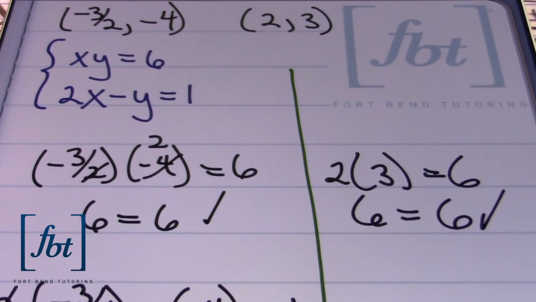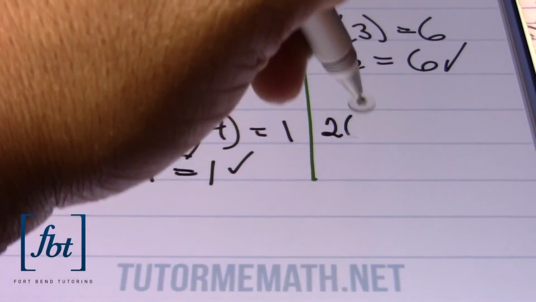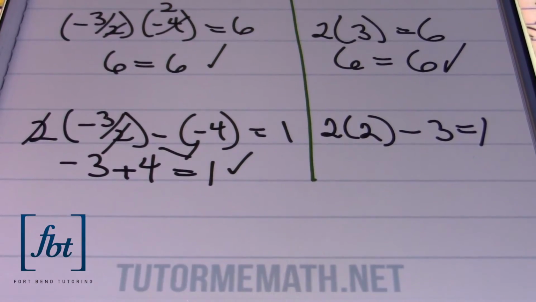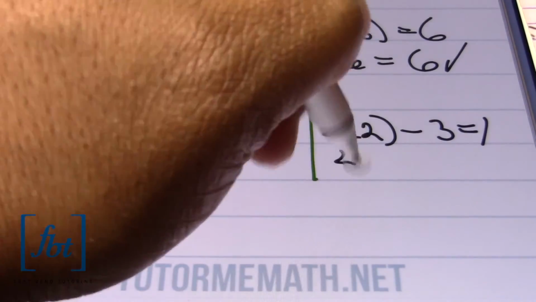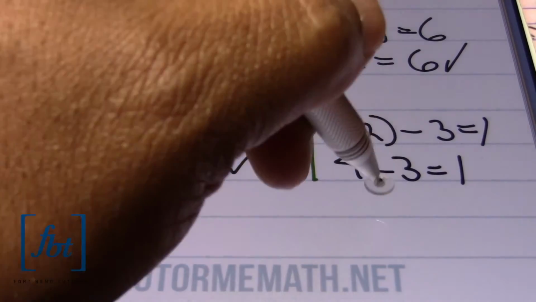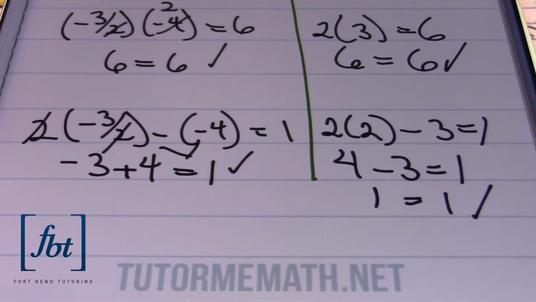That works in the first equation, but the point must also work in the second equation. So we'll have 2 times 2 minus 3 equals 1. Well, we know that 2 times 2 equals 4, right? So this will be 4 minus 3 equals 1, and 4 minus 3 equals 1, guys. It equals 1. Therefore, 2, 3 is a solution to this equation.